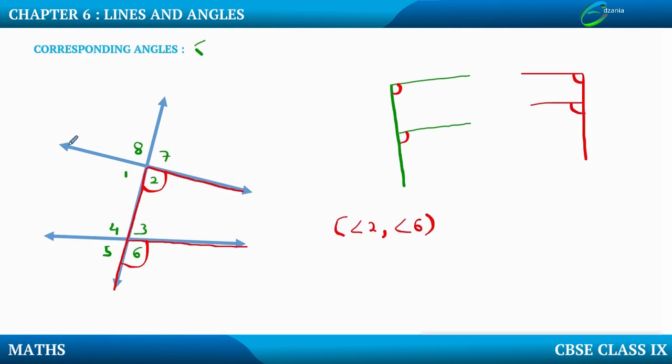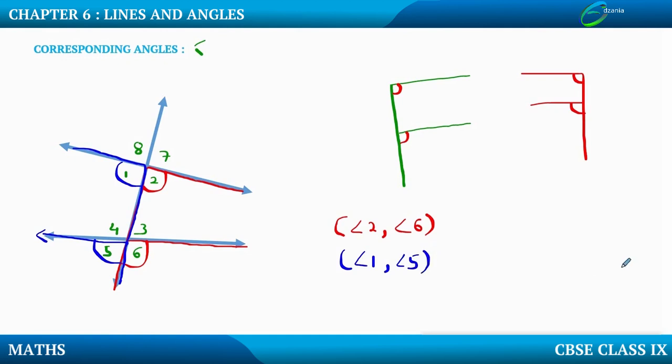So let me take a reverse F over here. The reverse F will be like this. Just concentrate on the blue lines. So here it is. This is the reverse F I'm talking about, due to which angle 1 and angle 5 are formed. So what can I say now? I can say that the second pair is angle 1 and angle 5. So angle 1 and angle 5 form the second pair of corresponding angles.